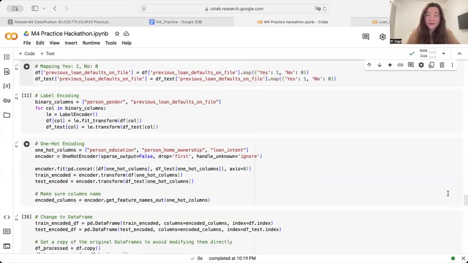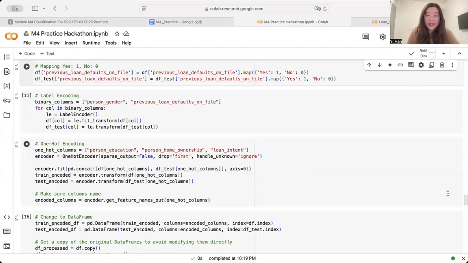Next, we focused on feature engineering to make the data more meaningful for the model. For binary categorical features like person gender and previous loan default on file, we used label encoding. It converts the category values into numerical ones. And for features with multiple categories like person education and loan intent, we used one-hot encoding.